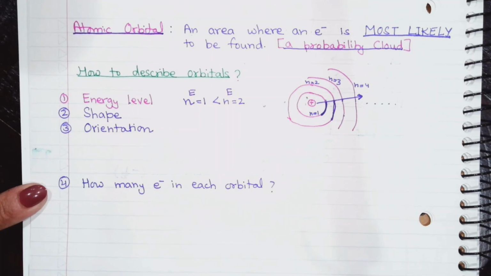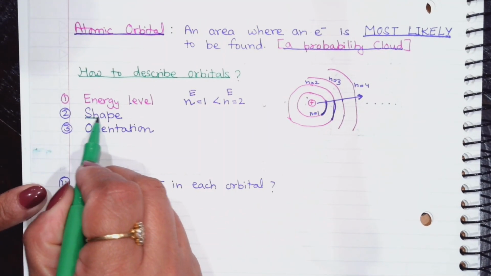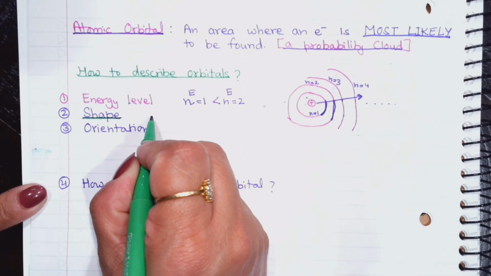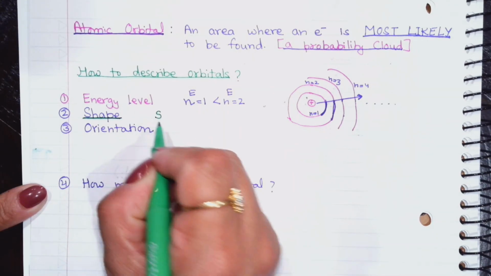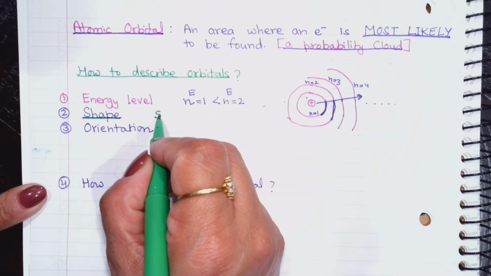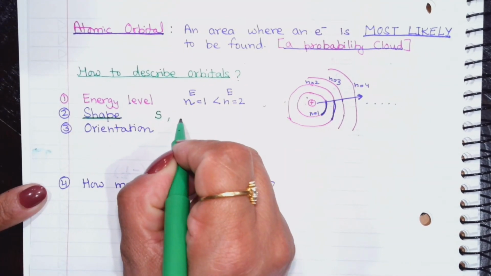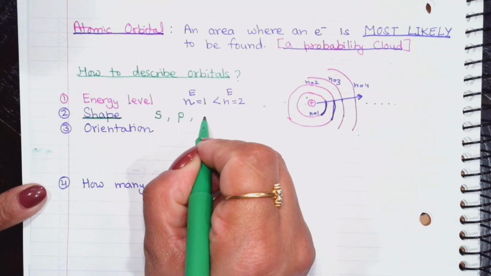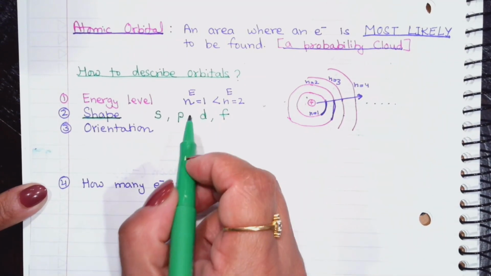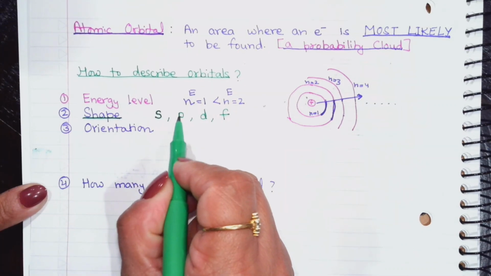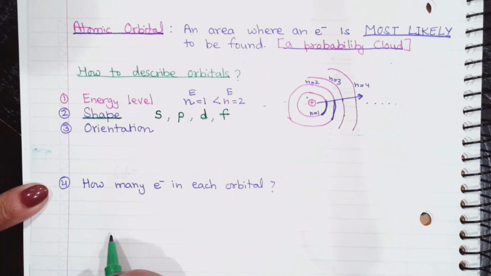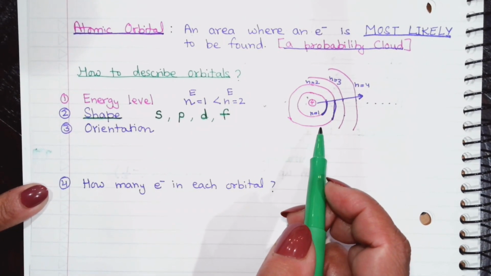Next thing we need to know about is the shape of the orbital. Now according to the quantum mechanical model, there are four shapes of all the electron clouds in which an electron can be found. So we have S-shaped orbitals, P-shaped orbitals, D-shaped orbitals, and then F-shaped orbitals. So there are four shapes that are possible for an atomic orbital, right?